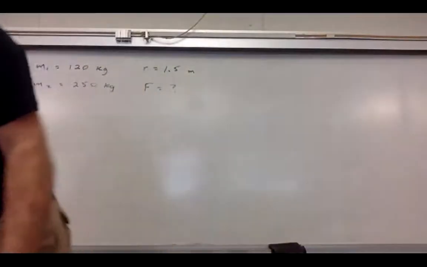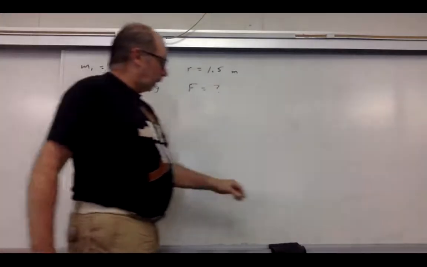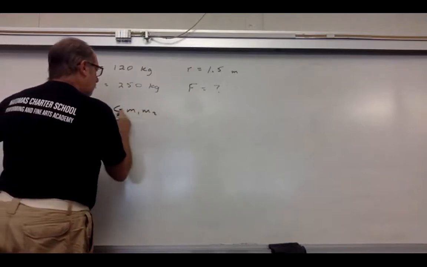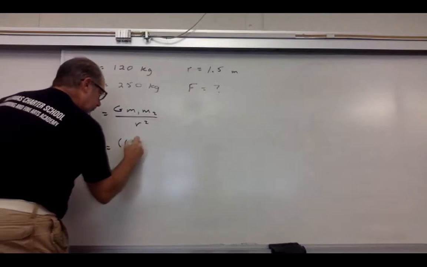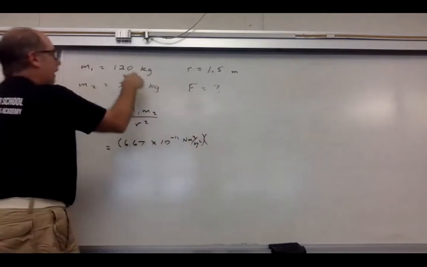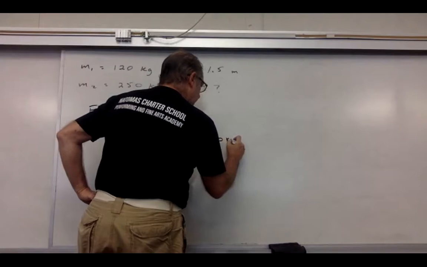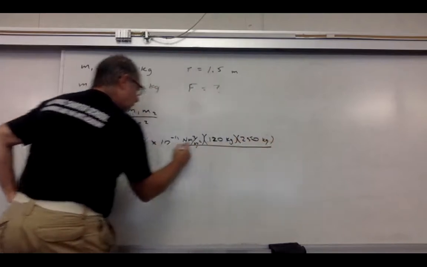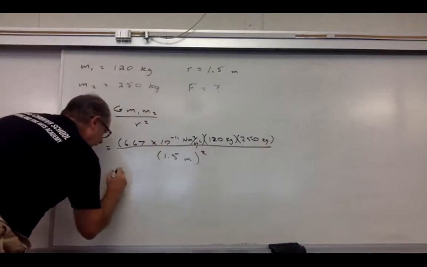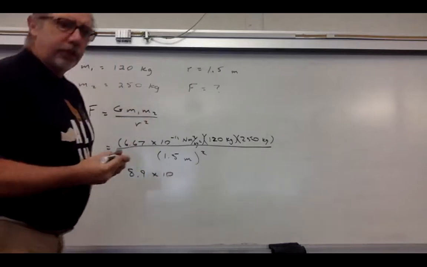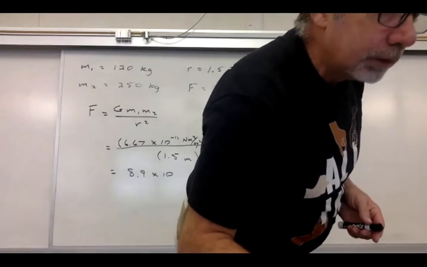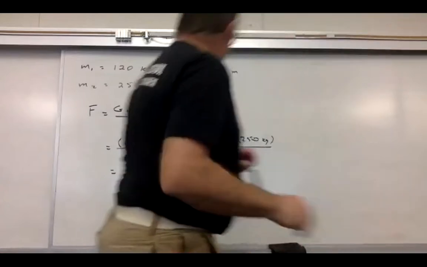All right, so here's our data, and we want to know the force of gravitational attraction. So we're going to use Newton's law of gravitation, F equals cap G m1 m2 over r squared. Cap G is 6.67 times 10 to the negative 11 Newton meters squared per kilogram squared, times 1 mass being 120 kilograms, the other mass being 250 kilograms, all over 1.5 meters squared. And if you entered everything properly, the answer was 8.9 times 10 to the negative 7 newtons.